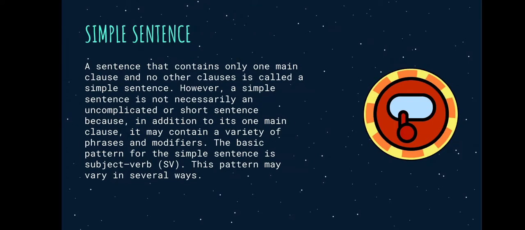The first is the simple sentence. A sentence that contains only one main clause and no other clauses is called a simple sentence. However, a simple sentence is not necessarily an uncomplicated or short sentence, because in addition to its one main clause, it may contain a variety of parts and modifiers. The basic pattern for the simple sentence is subject-verb. This pattern may vary in several ways.